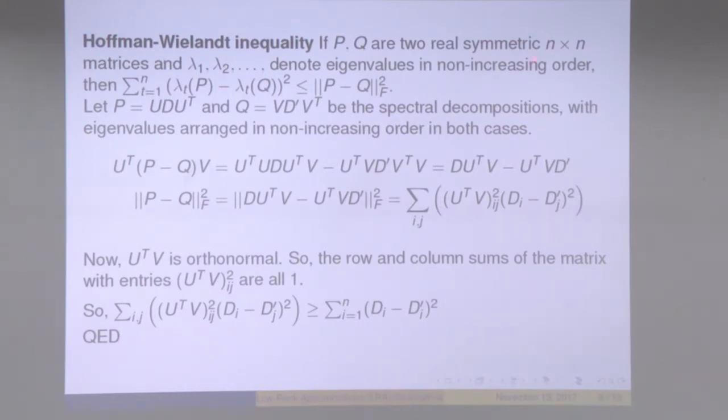Okay. So how do we prove that? While going over this, we'll recap some linear algebra as we go along. I'm going to write P as U D U transpose, and Q as V D prime V transpose. These are spectral decompositions.